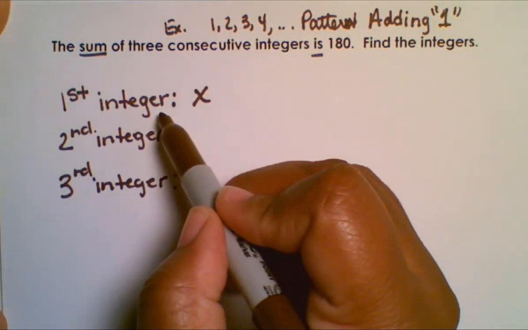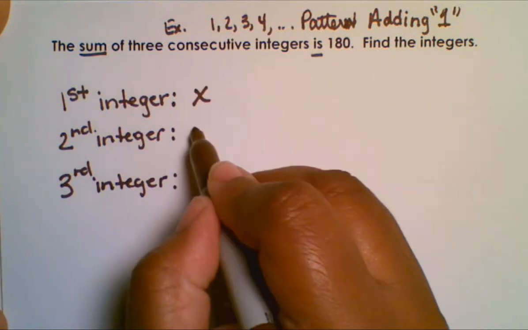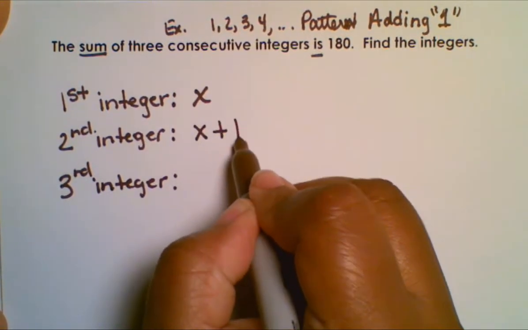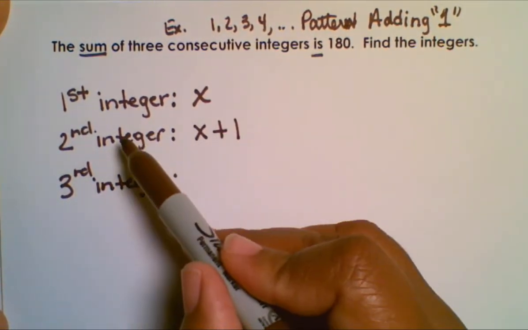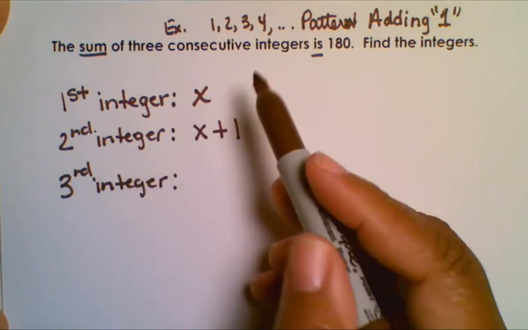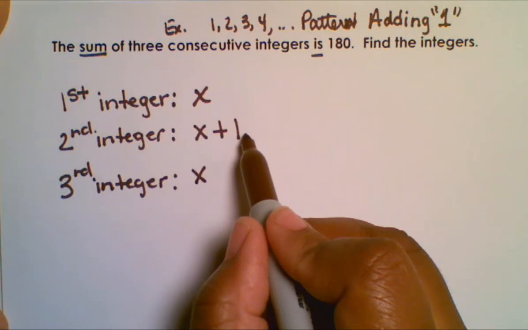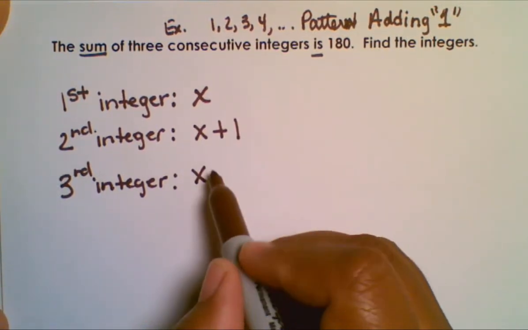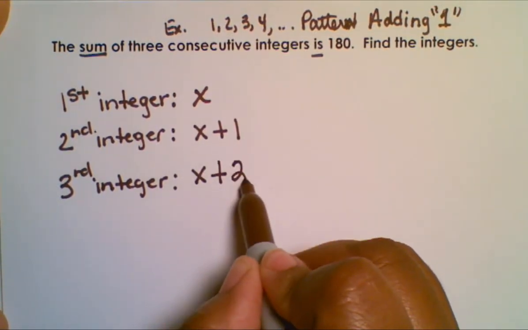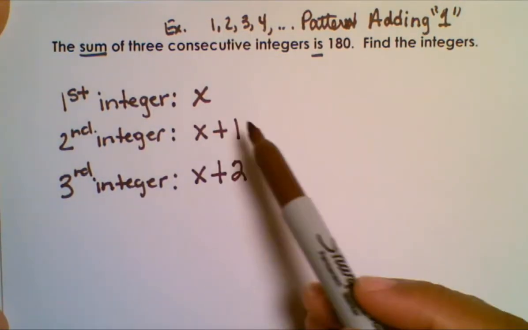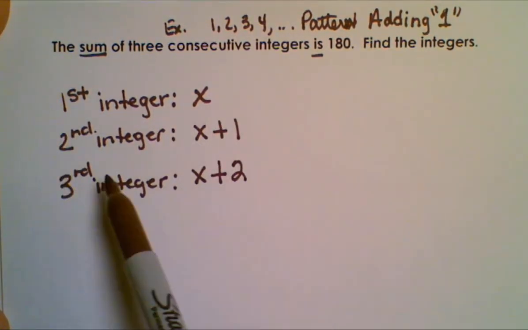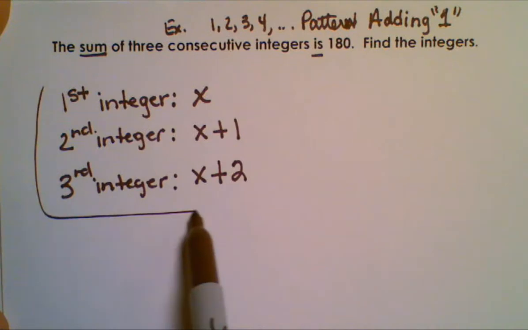To get from the first integer to the second, we add 1 to x. To get from the second integer to the third, we are adding 1 again, so we add 1 to the expression from before. That gives us x plus 2. Now, this is our setup. This is what I call our information box.